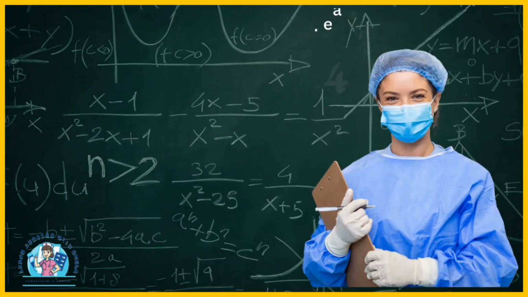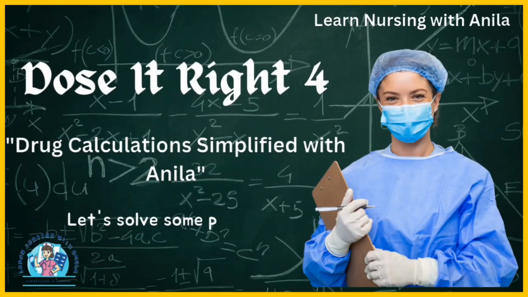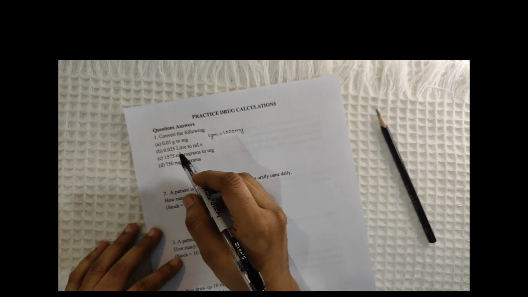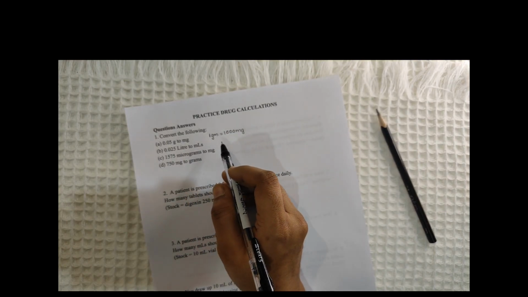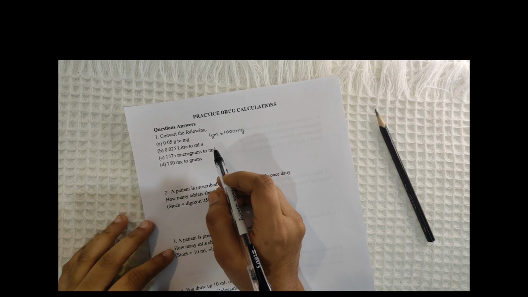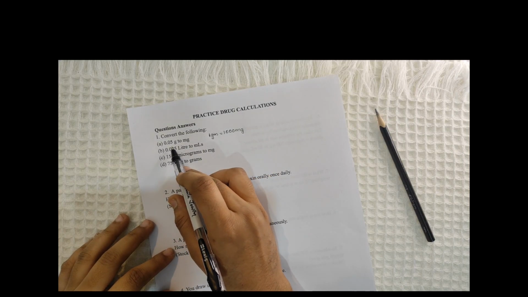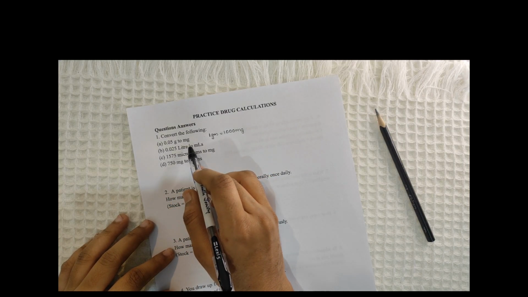Today, we are not just learning, we are cracking some real drug calculation problems together. Let's get started. The first question is convert the following. Convert 0.05 gram to milligram.